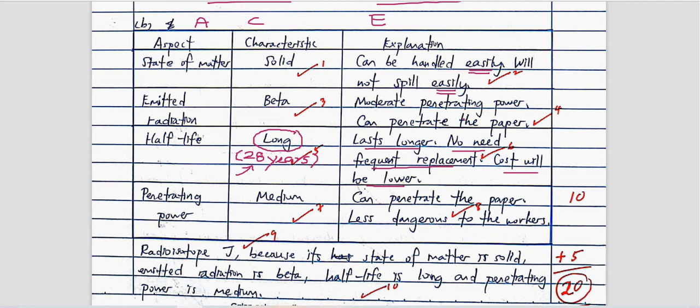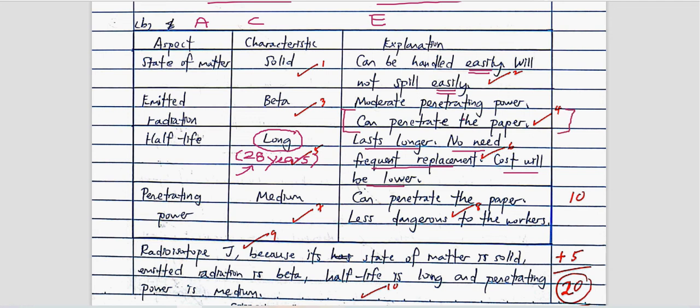Sometimes reduce cost is not the priority. So if let's say reduce cost is not the priority in the marking scheme, you write reduce cost only, you don't get mark. So yang penting, tuliskan ketiga-tiganya. Okay, next one, penetration power medium. Can penetrate paper. Although you already write here, tak apa, tulis semula.